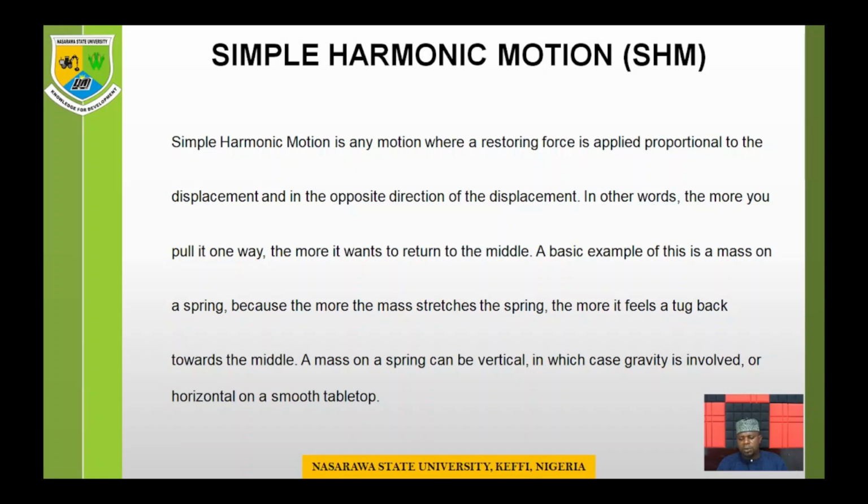A mass on a spring can be vertical, in which case gravity is involved, or horizontal on a smooth tabletop. But whichever, whether vertical or horizontal, if you pull it, it will want to go back to its original stable position.